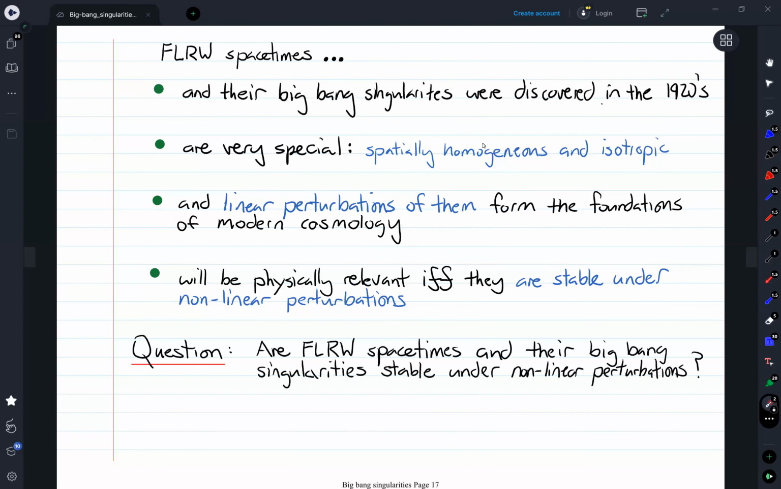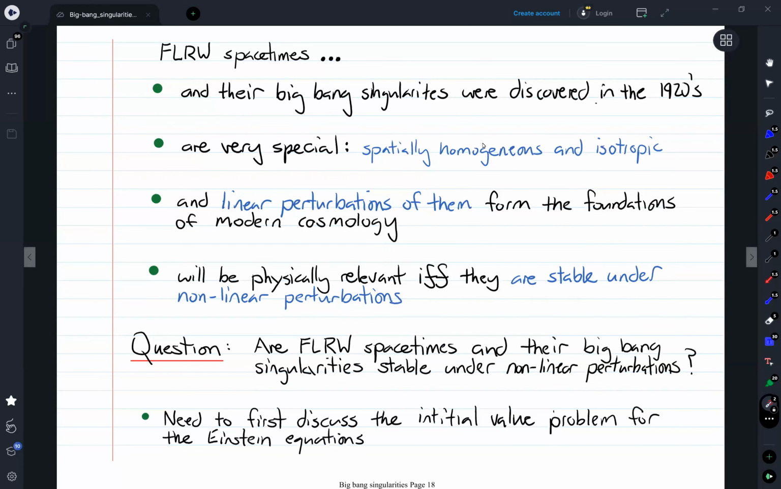So this leads to the main question of my talk: are FLRW spacetimes and their Big Bang singularities stable under nonlinear perturbation? That's the key. I want to discuss this, but before I can, I have to give a little background, because what do I mean by the word stable here? To do this, we need to discuss the initial value problem for the Einstein equations, to get an idea of what I mean by stable under nonlinear perturbations.